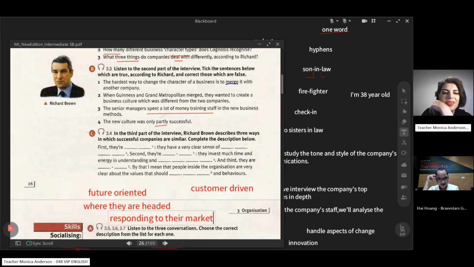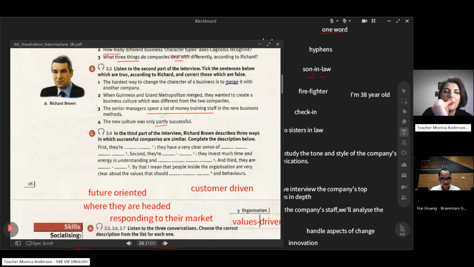And third, they are values-driven. Values-driven, and we put a hyphen. Okay.